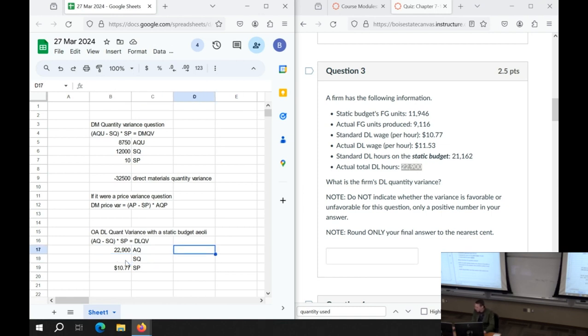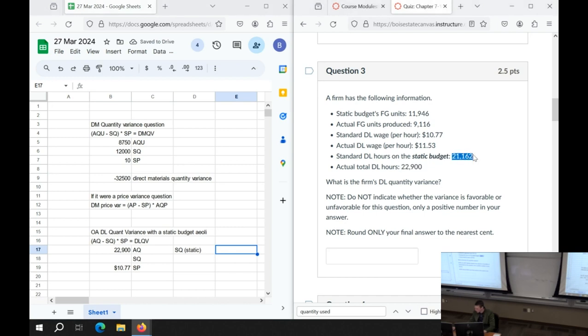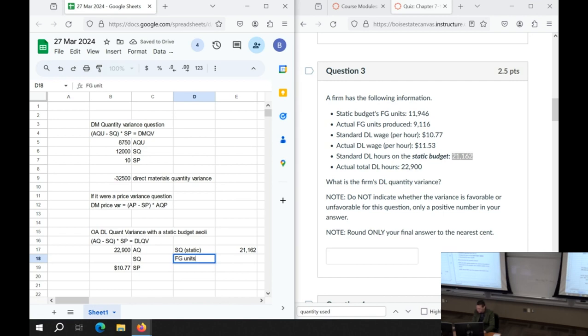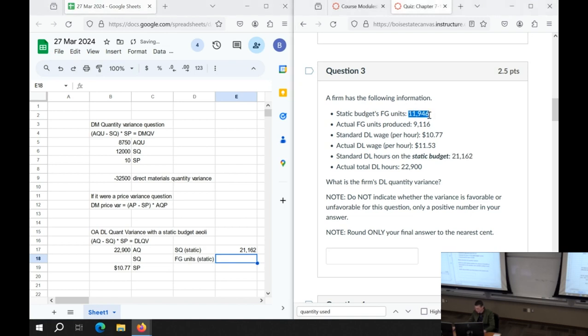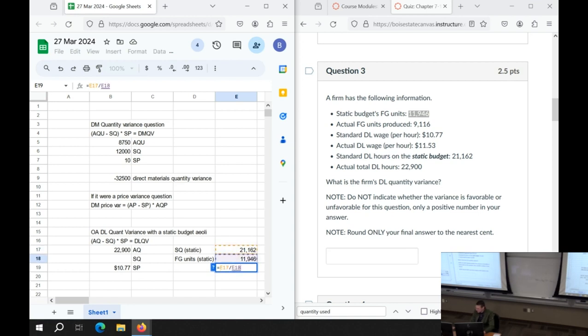So here we have our standard quantity on the static budget. Great. We can't use that yet. And our finished goods units that we used to get there on the static budget is this 11,946. So the ratio or relationship between these two numbers will tell us what our standard quantity per unit is, our building block of building expectations about the future. So we can divide. Basically, per finished goods unit expected, we expect 1.77 direct labor hours.